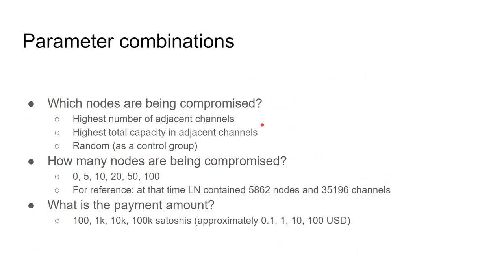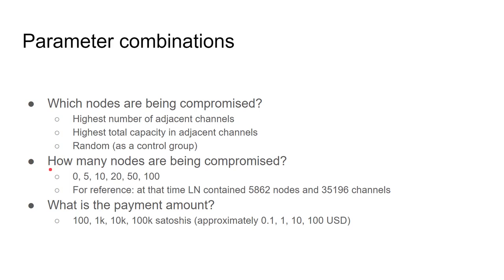These are our parameters and the values that we consider. Which nodes are being compromised? We consider two metrics, two heuristics for important nodes, for important hubs, so to say. We consider the nodes with the highest number of channels adjacent to them, and we consider nodes with the highest total capacity in the channels. Of course, these subsets intersect to a large extent, because nodes which open lots of channels also tend to be well capitalized, but these are still distinct subsets of the Lightning Network. And as a control group, we use random selection of nodes.